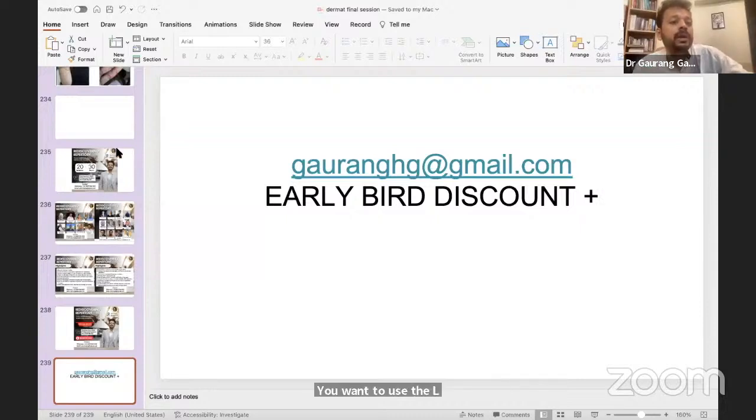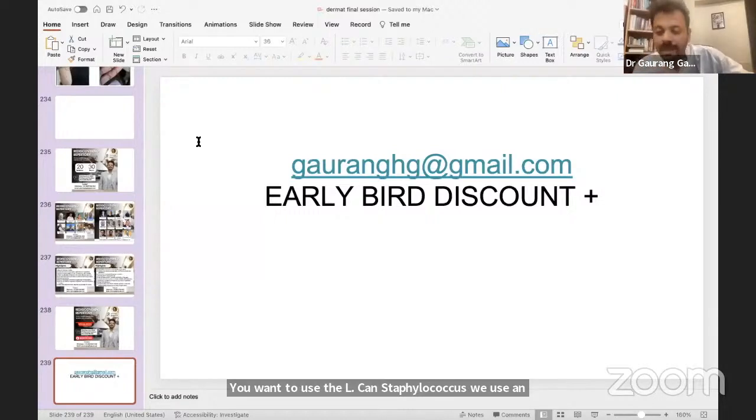Can Staphylococcus be used in anal fistula? Very often you can use it, especially when there is a bacterial suppurative kind of layer to it. Very often, yes.